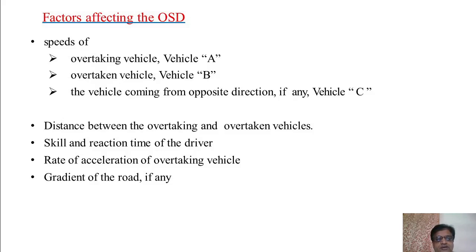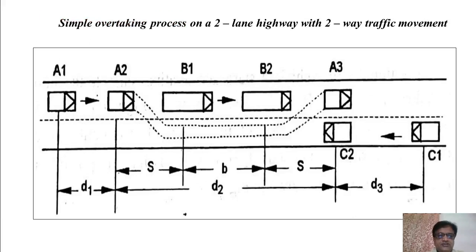Rate of acceleration of the overtaking vehicle. Whenever the fast moving vehicle has to overtake the slow moving vehicle, it has to accelerate. The driver has to press the accelerator, increase his speed, and then overtake the slow moving vehicle. And the gradient of the road, if any gradient is there on the highway, that also affects the overtaking sight distance.